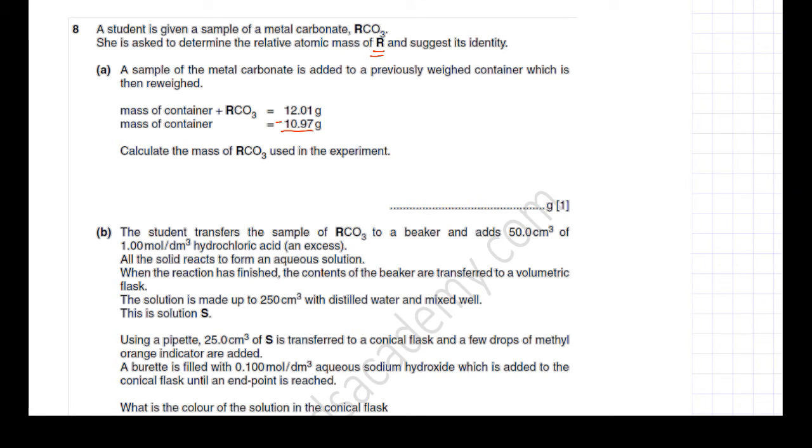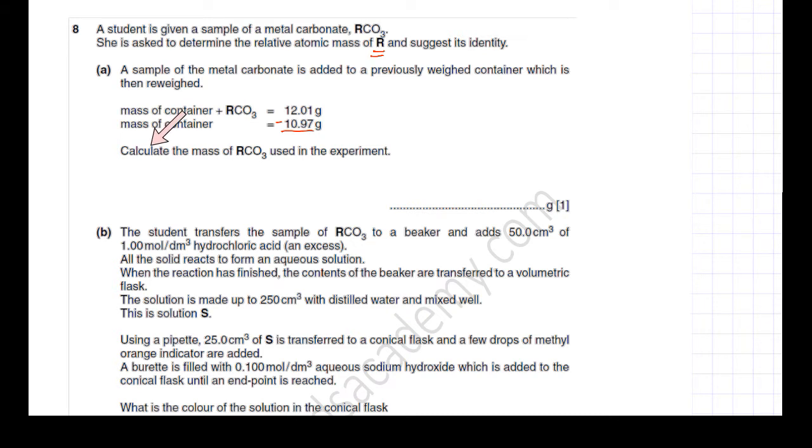Starting with the first part A, the question states that a sample of the metal carbonate is added to a previously weighed container, which is then reweighed. So you're given the mass of the container plus RCO3, the carbonate, which is 12.01 grams, and you're also given the mass of the container.